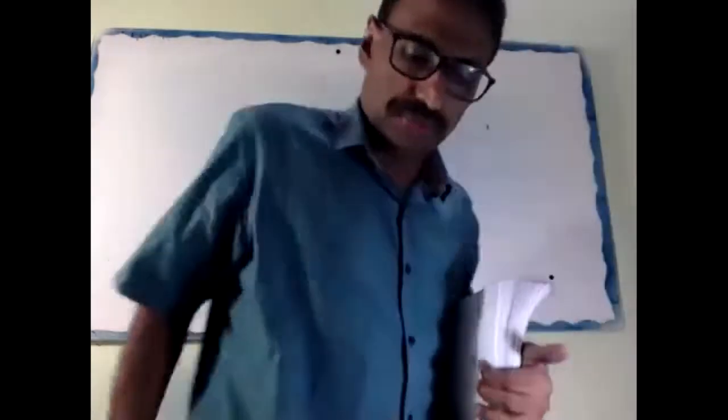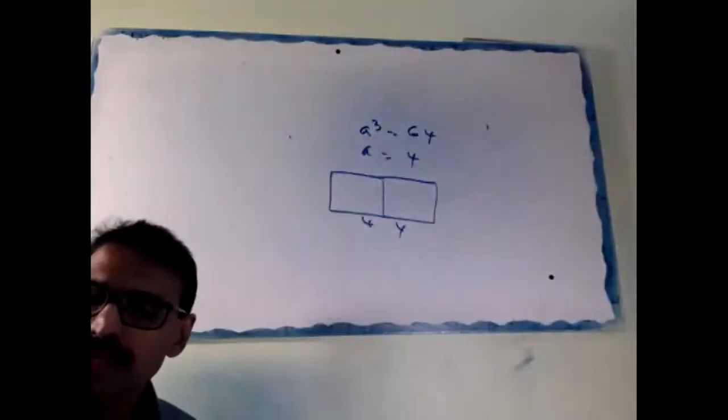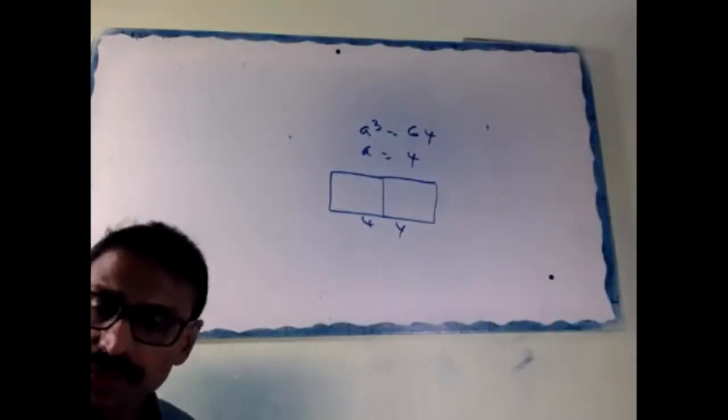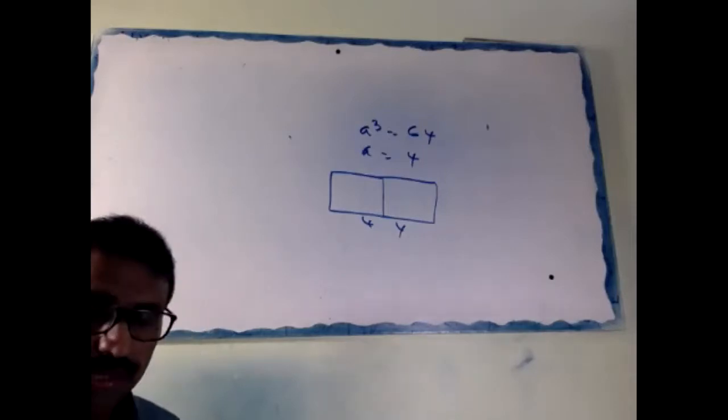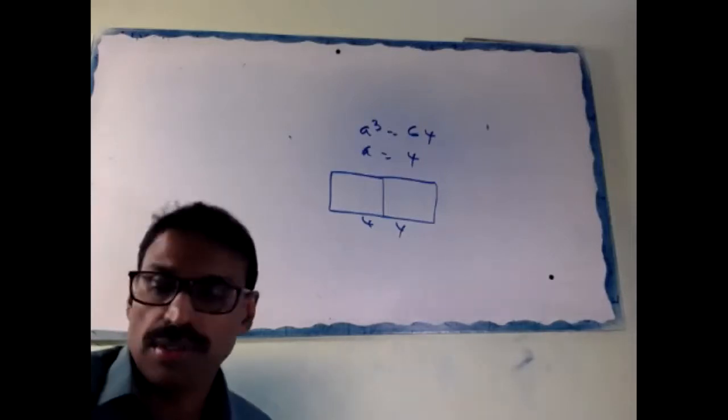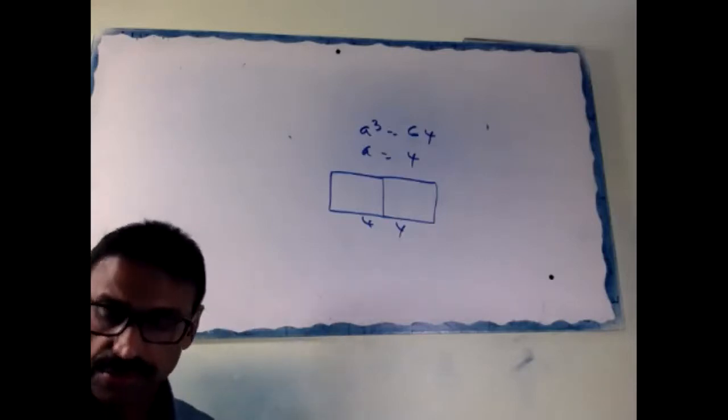Okay, so finish. TSA is 160 centimeter square. Volume is 128. Finish. TSA is 160.